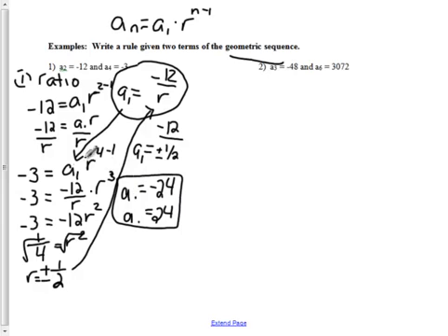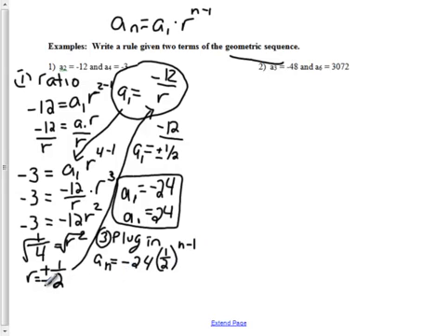Alright, now we have our ratio and our a1. Make sure the ratio and the a1s coincide with each other. So now our last step is to plug it back in. When we plug it in, for our first one, we are going to use the positive r. So to get a1, we use the positive. So we have a to the n equals negative 24 times the ratio, we use the positive 1/2, raised to the n minus 1.